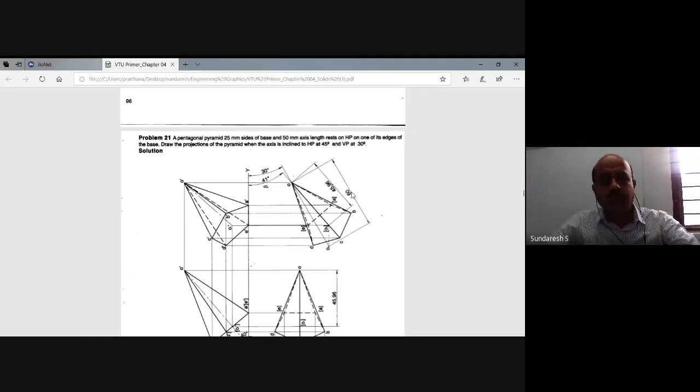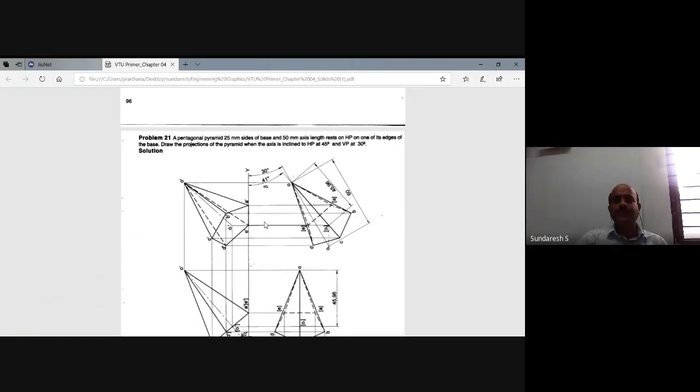Okay, so we're going to start a problem. Please make a note of this problem here. It is one of the most important problems from the examination point of view. So this is a pentagonal pyramid, 25 millimeter sides of base and 50 millimeter axis length, rests on HP on one of its edges of the base. Draw the projections of the pyramid when the axis is inclined to HP at 45 degrees and VP at 30 degrees.